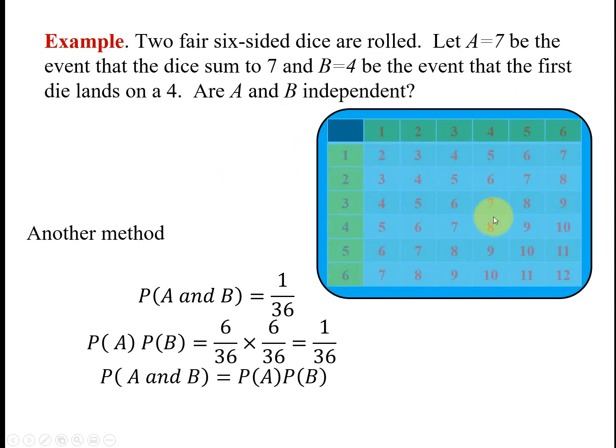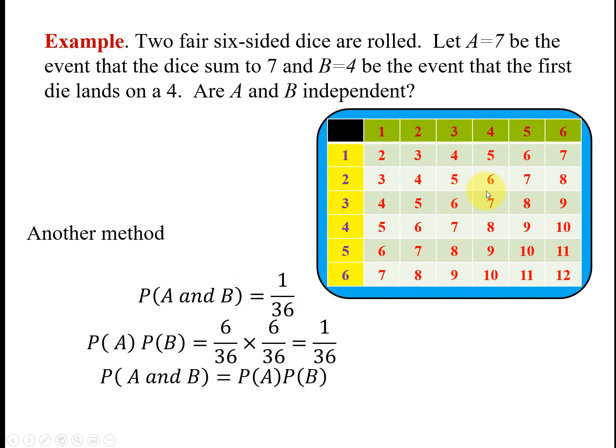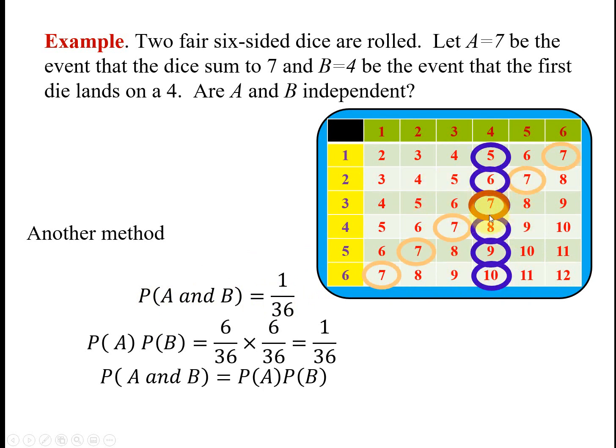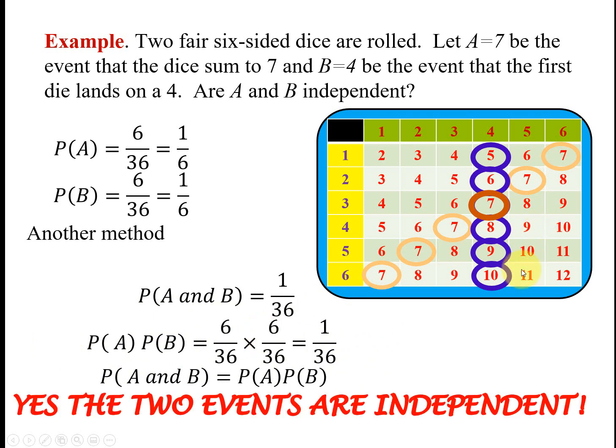Another method: the probability of A and B is 1 out of the total 36, and 1/36 makes sense. Well, the probability of A times the probability of B, 6 divided by 36 times 6 over 36, equals 1/36, and we can see that that equals the same thing. That is not foolproof, but it is a much easier way to figure it out than trying to manipulate the conditional probability formula. And yes, the 2 events are independent.